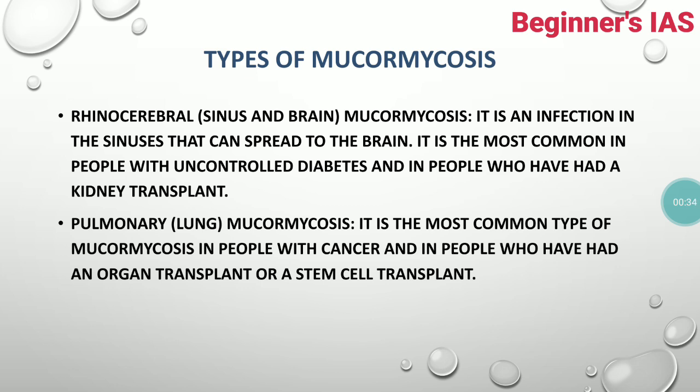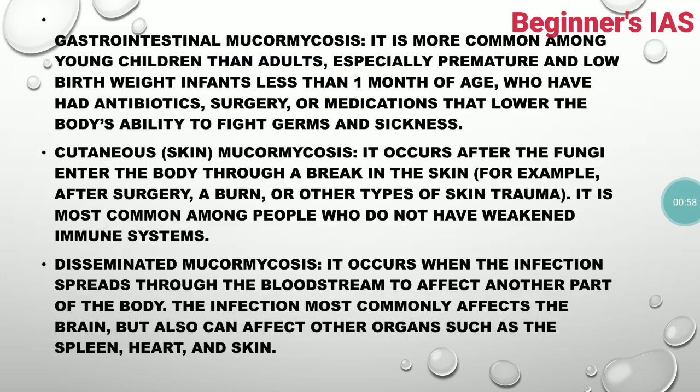It is an infection in the sinus that can spread to the brain. It is most common in people with uncontrolled diabetes and in people who have had a kidney transplant. Next is lung mucormycosis. It is the most common type of mucormycosis in people with cancer and who have had an organ transplant or a stem cell transplant.